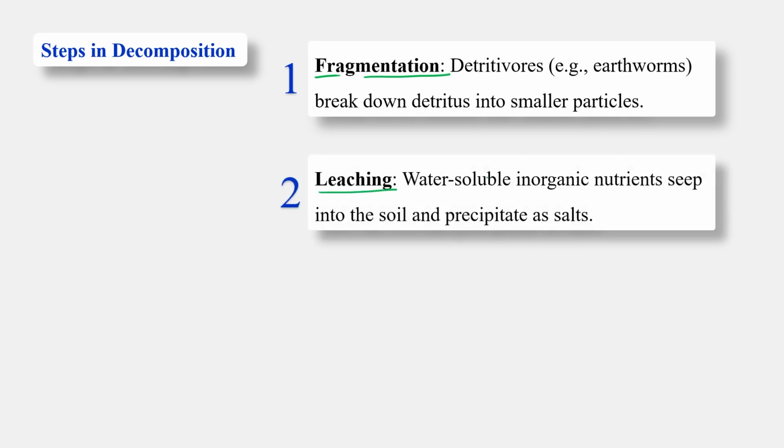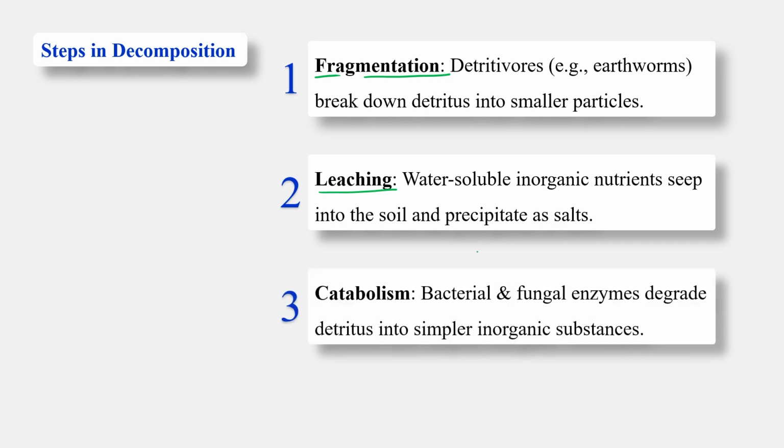Second one is leaching, in which water soluble inorganic nutrients seep into the soil and precipitate as a salt. Third step is catabolism, in which certain kinds of bacteria and fungus are involved, and they degrade this detritus into inorganic substances using their enzymatic activity. They have certain enzymes which help to degrade detritus into simple inorganic substances.